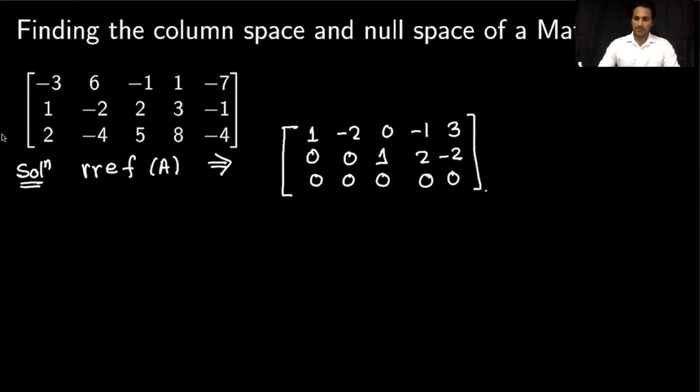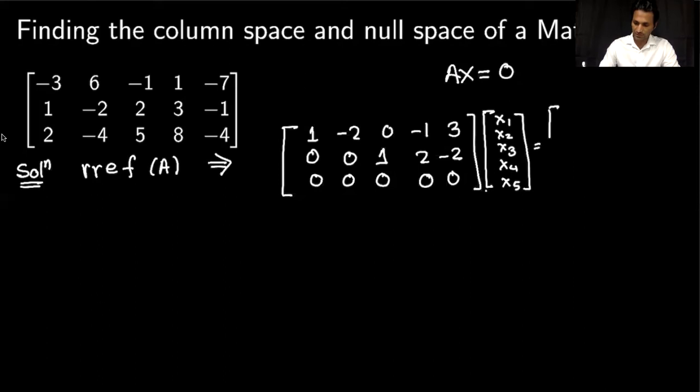To calculate the null space, we need to calculate all the solutions of the system Ax equals 0, because the null space is the solutions when the right hand side vector b is 0. So what I will do, I will take my x as x1, x2, x3, x4, and x5, and then I set that equal to 0, 0, 0, 0, 0.